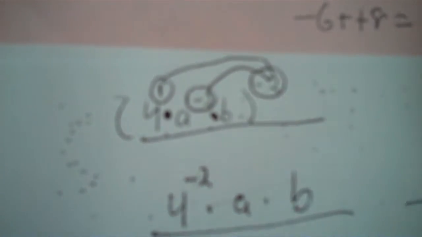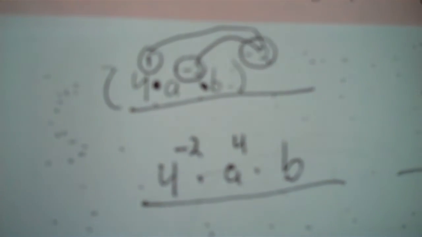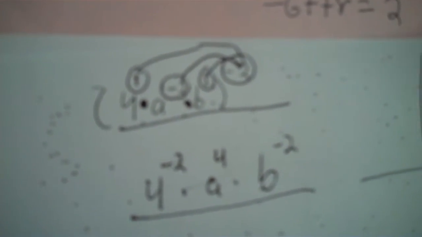4 would be a 1. It's in parentheses. 1 times negative 2 is negative 2. A has a negative 2, but it's in parentheses, so we have to multiply negative 2 by negative 2. That's 4. B to the 1 in parentheses, 1 times negative 2 is negative 2. Now, you don't have anything on bottom to worry about.